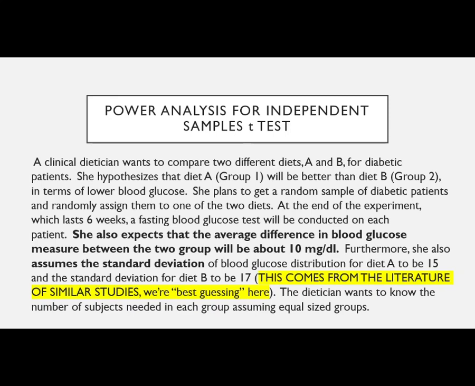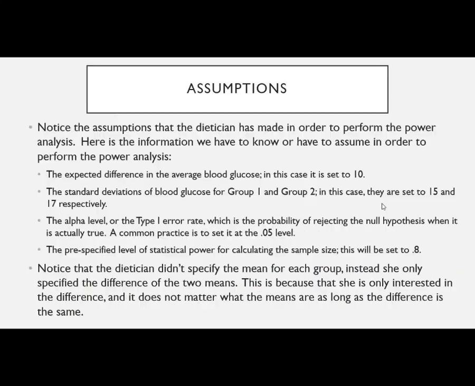She plans to get a random sample of diabetic patients and randomly assign them to one of two diets. At the end of the experiment, which lasts 6 weeks, a fasting blood glucose test will be conducted on each of the patients. She also expects that the average difference in blood glucose measure between the two groups will be about 10 milligrams per deciliter. Furthermore, she also assumes the standard deviation of blood glucose distribution for diet A to be 15 and the standard deviation for diet B to be 17. Now, all of that comes from the literature of similar studies because we're just best guessing, but you need that information a priori. The dietitian wants to know the number of subjects needed in each group, assuming equal-sized groups.